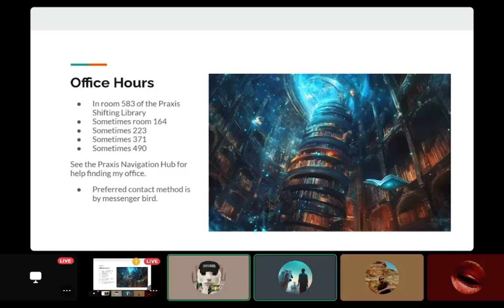That room number doesn't change, right? That one doesn't change. That is the only one that stays there. Please forward all concerns about navigation to that room. If you need to meet outside of office hours, which I did not put on the slide for some reason, they are Monday to Thursday, 3 to 5 p.m., Friday, 2 to 4 p.m. If you need to meet outside of those hours or you want to schedule a specific appointment to reserve my time, please email, preferred, send a messenger bird.